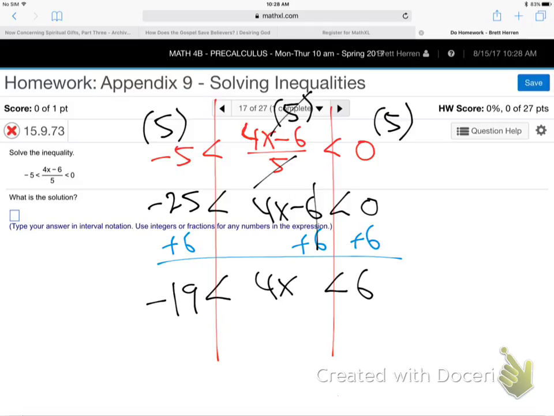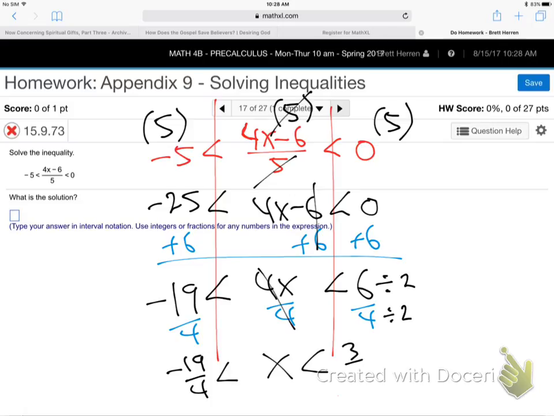You can use calculators on homework, tests, everything, as I said. And last step, divide by 4. So there we go, minus 19/4 is x. And 6/4, you've got to reduce that fraction, right? Always reduce fractions. Divide by 2, top and bottom. There we go. And they want the answer in interval notation.